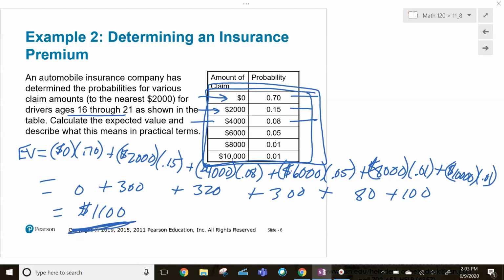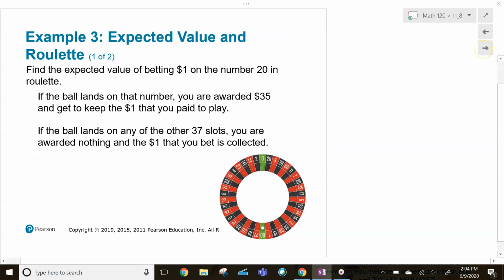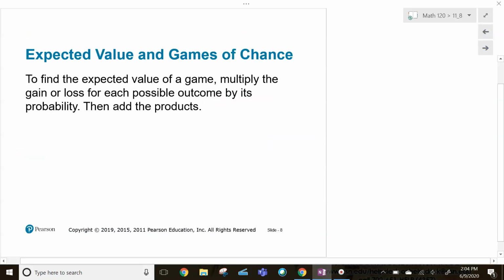Of course, they're going to have other overheads, so they're going to have to charge more than that for those drivers in a year. But that's what it's saying, right? In the long run, the average cost of a claim for those drivers ages 16 to 21 is $1,100 in that year. All right. To find the expected value of a game, do the same thing.